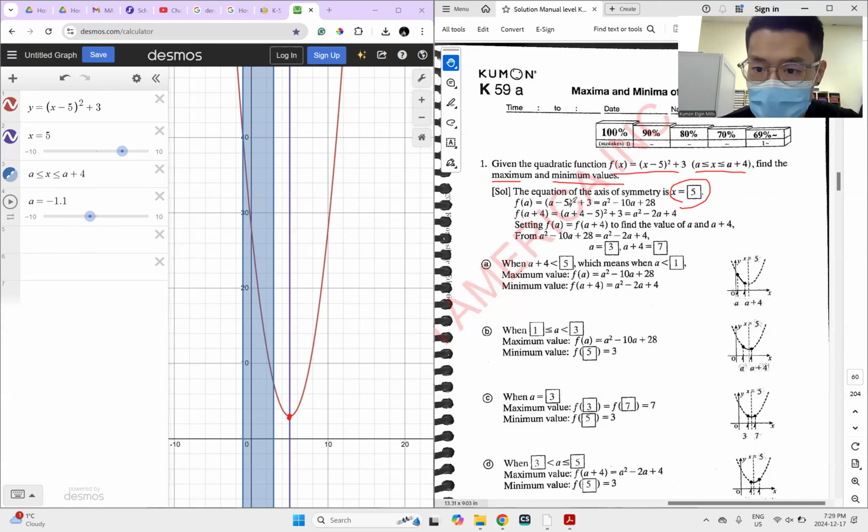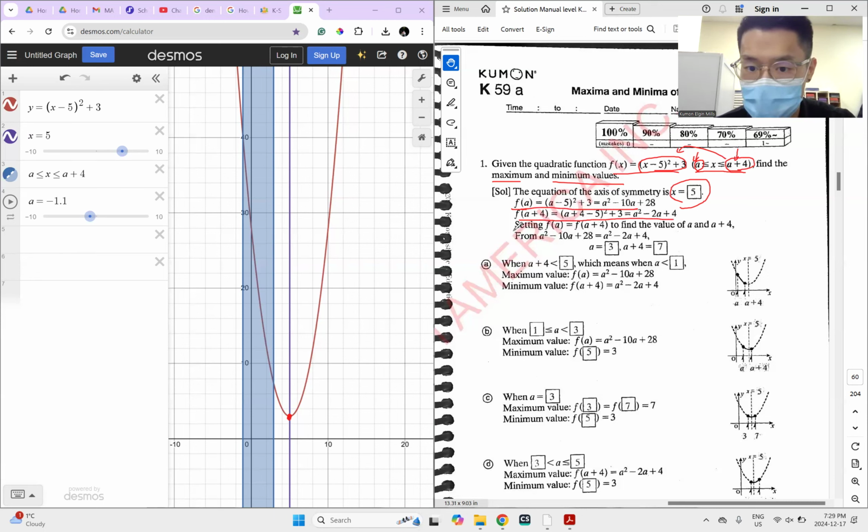Now, let's introduce something called the point of indifference. Looking at the range, the left side is a and the right side is a plus 4. So can I find out at what value of a I will have the same y value? One more time: I substitute a into the function, and I substitute a plus 4 into this function, and I let these two be equal.